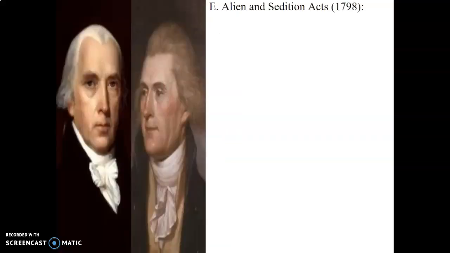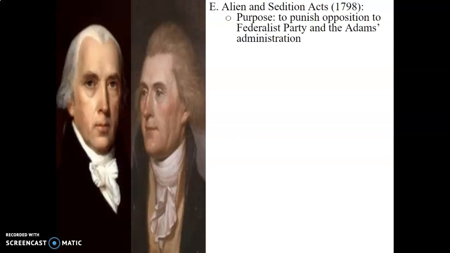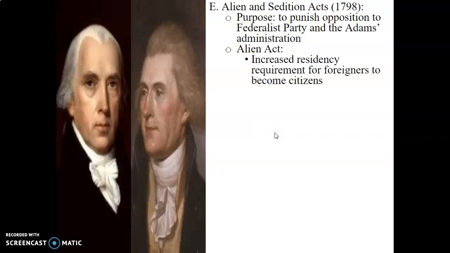For the Alien and Sedition Acts of 1798, the purpose was to punish the opposition of the Federalist Party and the Adams administration for the handling of Citizen Genet, XYZ, and the Quasi-War. We have the Alien Act, which increased residency requirements for foreigners to become citizens. We don't want another Citizen Genet stirring up trouble in our country, so we're starting to make more restrictions. The president could deport foreigners, like Citizen Genet.